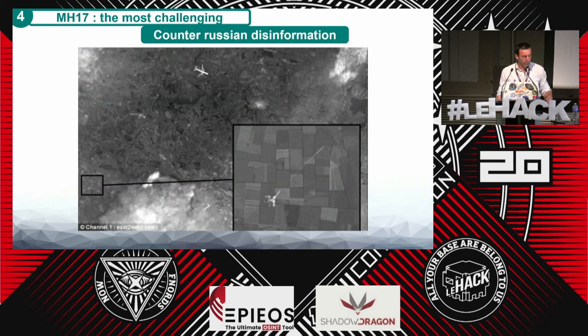First, the map is a Google Maps. Okay, so it was easy to identify. This plane is a Boeing 767 and not a 777.